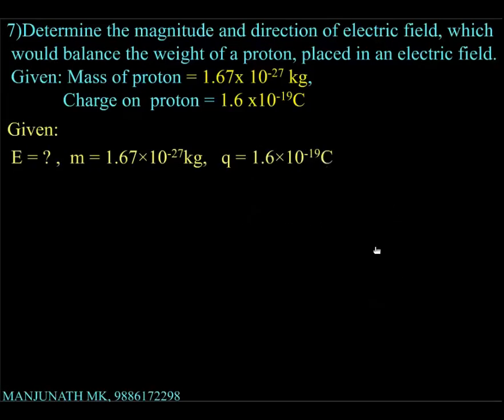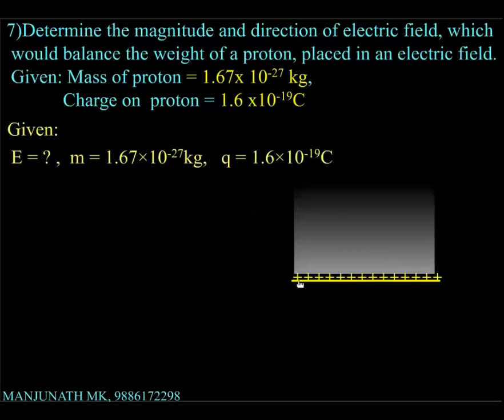Here there is an electric field. Let us assume this is the positive plate, positively charged plate. It produces field like this. The direction of the field is upward. When a proton is placed in this field, it experiences force. The force experienced by the positive charge is in the direction of the field. The field is upward, therefore the force is upward. This is F. This is electrostatic force.